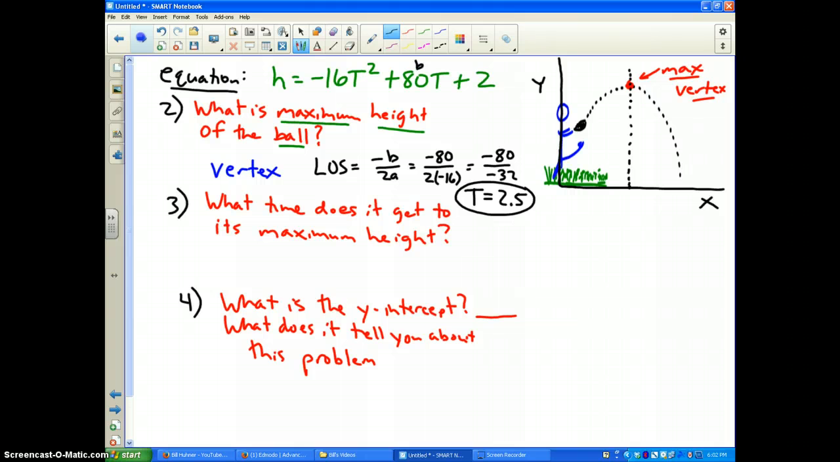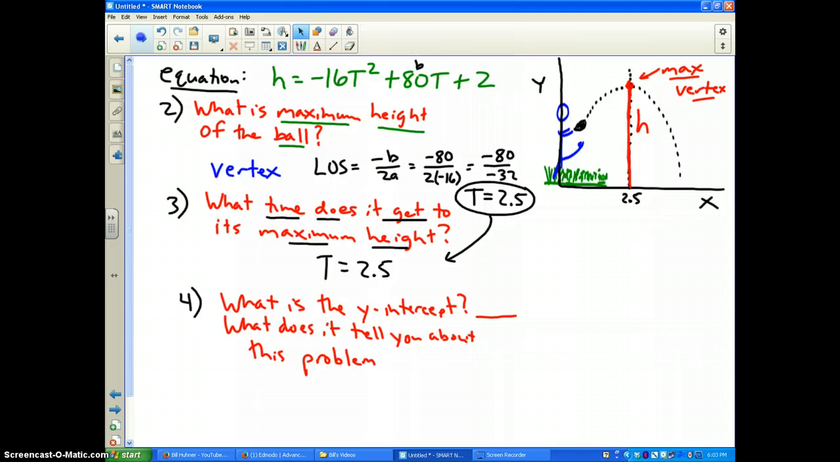So actually, that's the answer to question 3. If you look here, it says, what time does it take to get to its maximum height? Well, that answer is 2.5 seconds. That's the x value. But the question says, I want to know what its maximum height is. I want to know how tall that is. What's the highest it gets to?